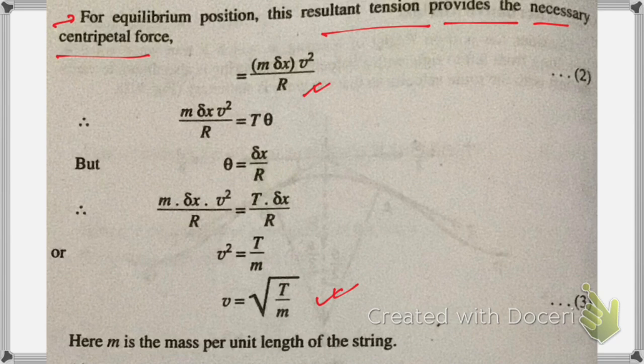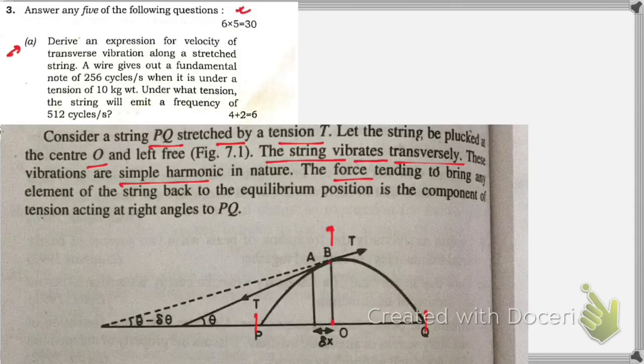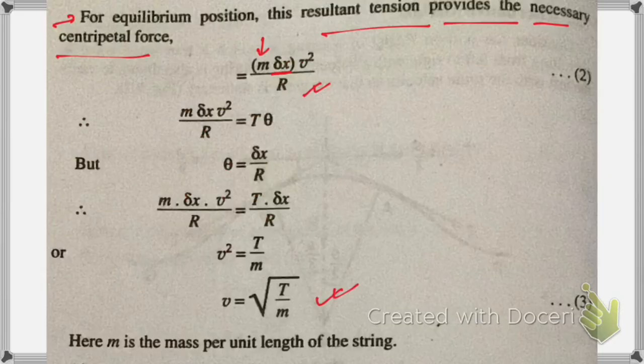m v square by r. Here m is the mass per unit length, and delta x is the length of this element. Here we have considered this small AB element. If m is the mass per unit length, then the mass of this element will be m delta x. So m delta x v square by r gives the centripetal force, which is equal to the resultant tension. From this expression we have got the expression for velocity. Hope you have understood this.